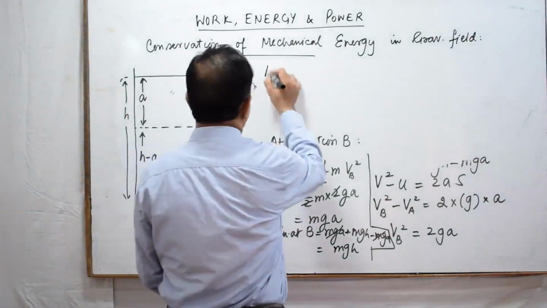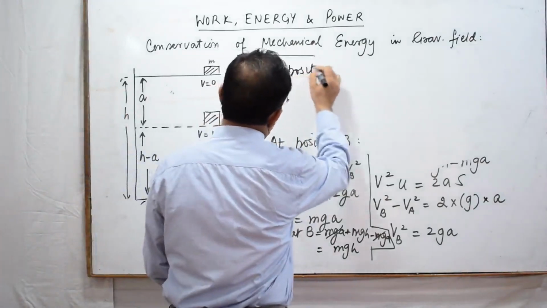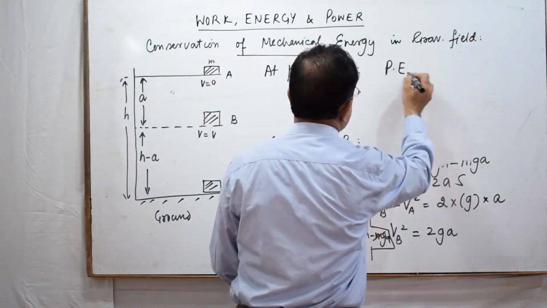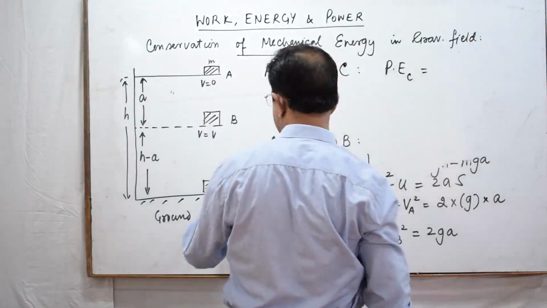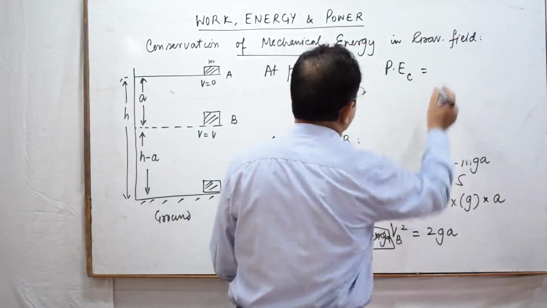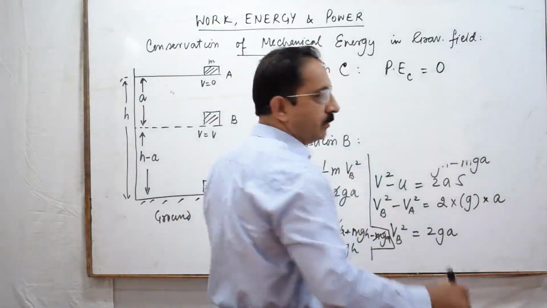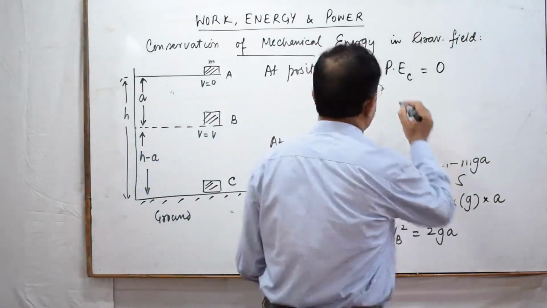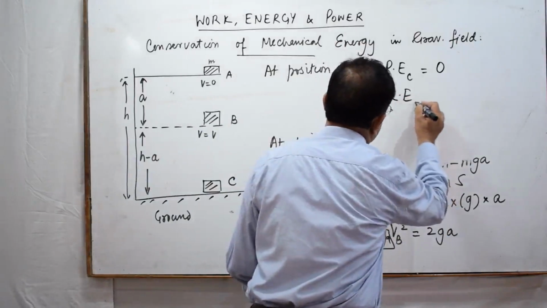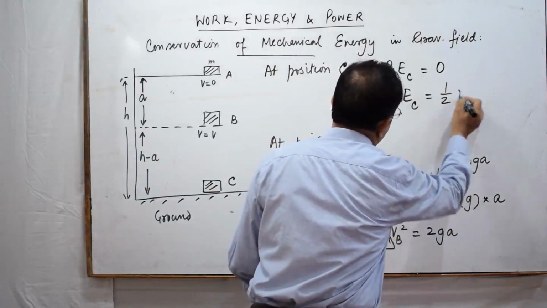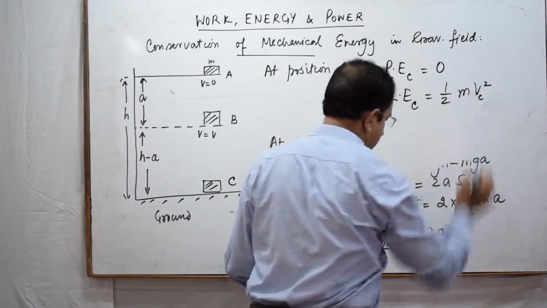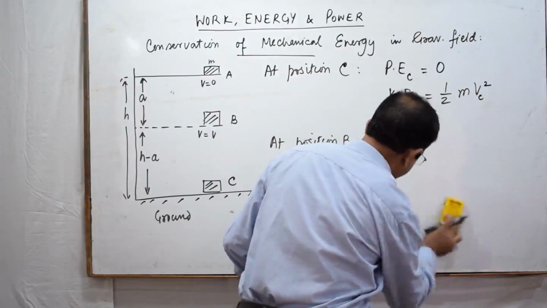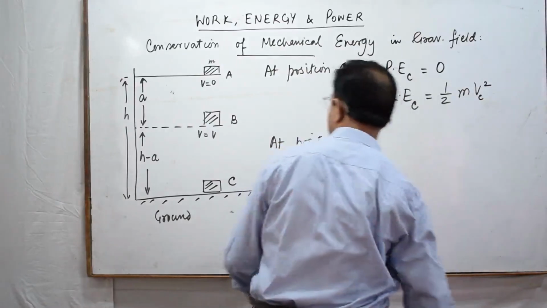So I have at position C the potential energy at C. Now since the object is very very close to the ground and is about to hit, we take it equal to 0. It's about to hit. It has not hit yet, it is just about to hit. And the kinetic energy at C I can say is 1 by 2 m vc square. V is the velocity which this object has acquired by falling down from the initial position to the position C.